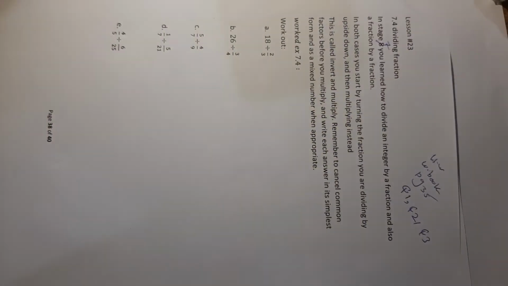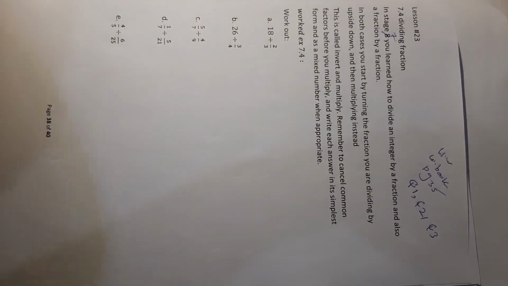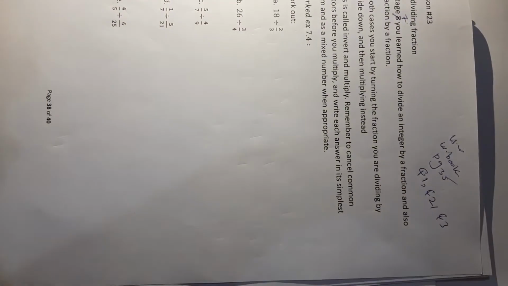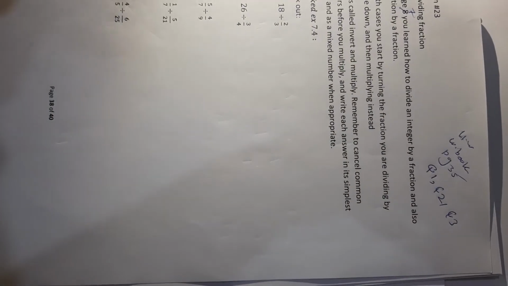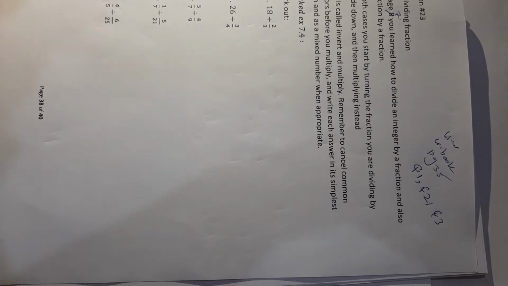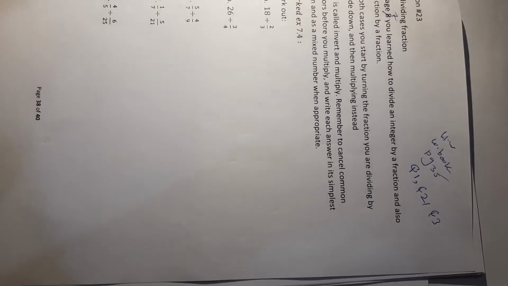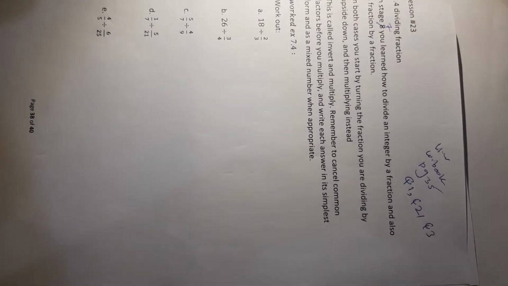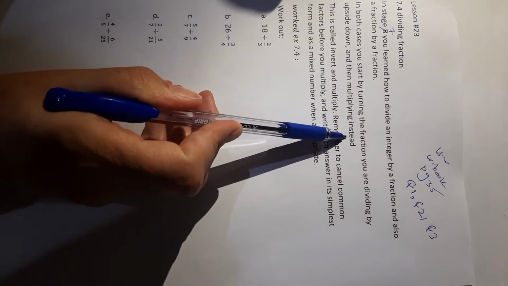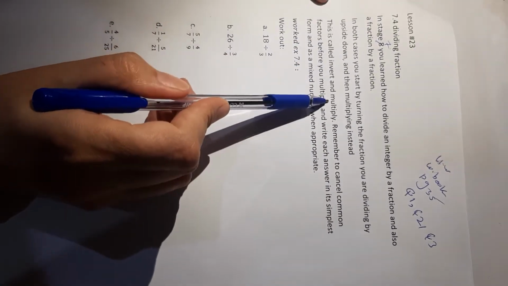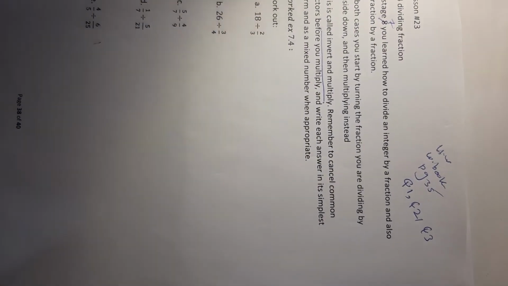Today I'll give you 7.4, dividing fractions. In stage 7 you learned how to divide an integer by a fraction and also a fraction by a fraction. In both cases you start by turning the fraction you are dividing by upside down, then multiplying instead. This is called invert and multiply, and we'll explain these things by using the following example.